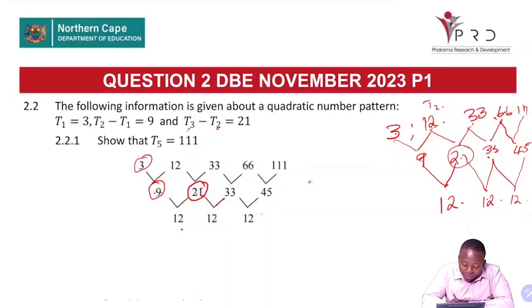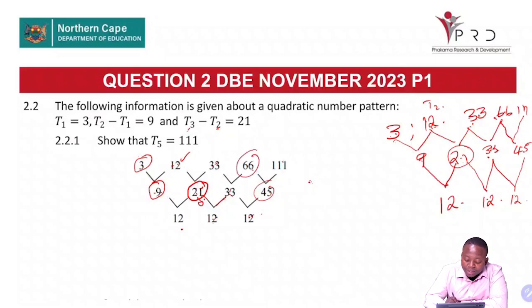Thereafter, we now say 21 plus 12 will give us 33. So 21 plus 12 will give us 33. And we proceed and say, okay, 33 plus 12 again will give us 45. We come back here. We already had this 12 now. Then we say 12 plus that will give us 33 in that case. And we now know that this and that will give us now 66, and this plus that will give us 111. So that is proven.